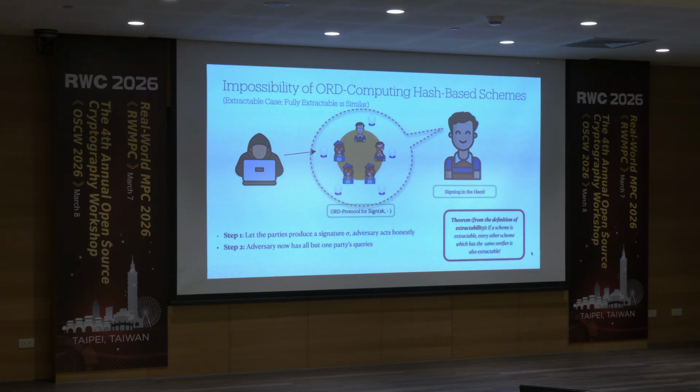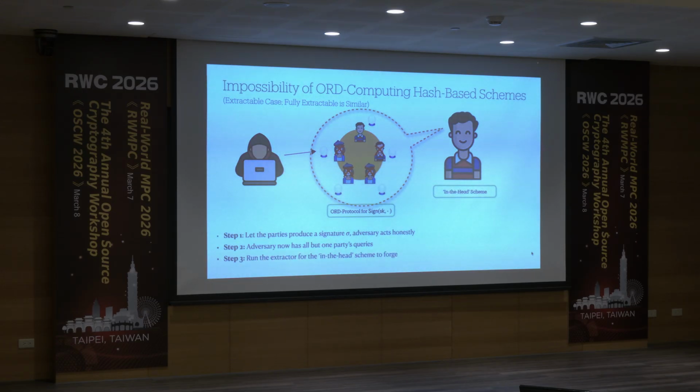In particular, the definition of extractability implies that if a scheme is extractable, every other scheme which has the same verifier is also extractable. So this new scheme, which is working in the head, is also going to be extractable. The oracle queries will allow you to forge a message for this scheme, but this scheme shares the same verifier as the distributed scheme. So this is the setup.